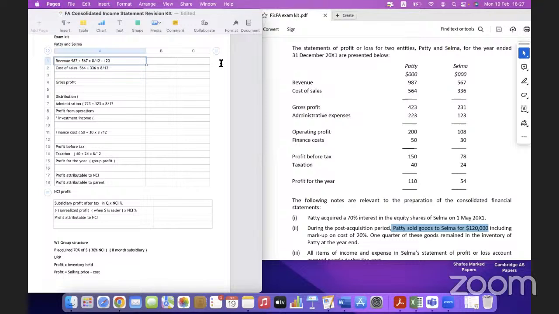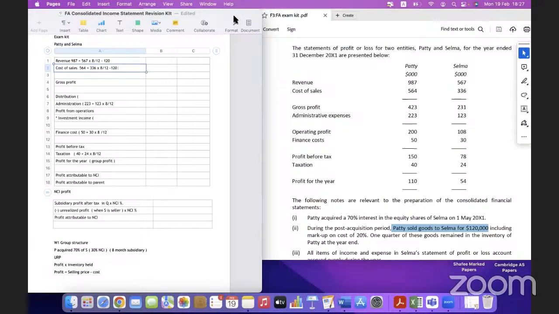Sold goods to Selma. That means, guys, for Selma it's purchases. So normally, where are the purchases kept? Purchases are kept inside cost of sale. So go to cost of sale and remove 120 from that also. This is how the intra-group sale and purchase is adjusted. See, guys, pretty straightforward. For one company, it's sales, you deduct from sales. For the other company, it's purchases. Since purchases are inside cost of sale, remove from that also.